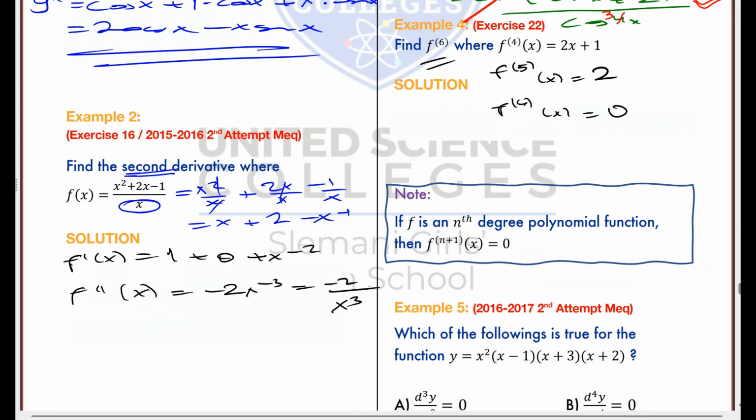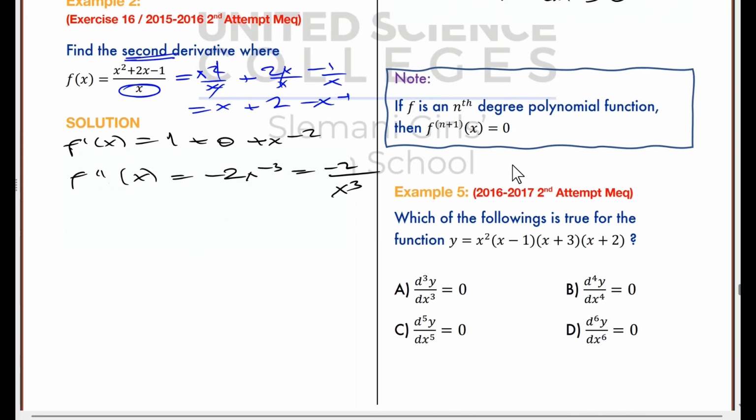That's it. Okay. There is a rule saying that if f is an nth degree polynomial function, then the (n plus 1)th derivative of f is equal to 0, which means if the order of the derivative is 1 more than the degree of the function, then the derivative is 0. No need to solve questions starting from the first and second and third and fourth and so on. Whenever the order of the derivative is more than the degree of the function, then the derivative is 0. So here, the next question is related to this note.